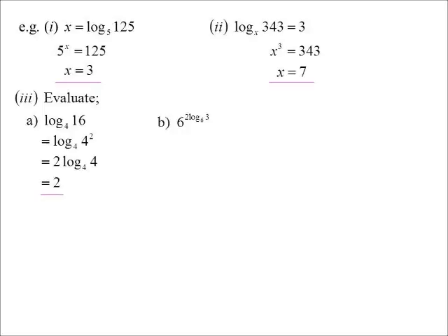6 to the power of 2 log 3 base 6. Now, I can't cancel these straight away because I haven't got 6 to the power of log. I've got 6 to the power of 2 log. So I need to get that 2 back into the log. So now it becomes 6 to the power of the log of 3 squared base 6. I can cancel now. 3 squared, 9.